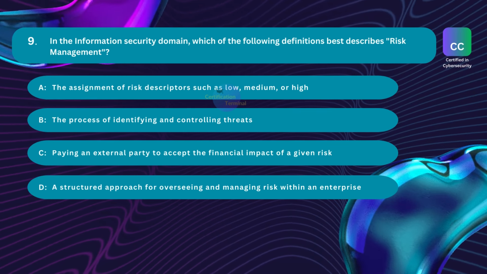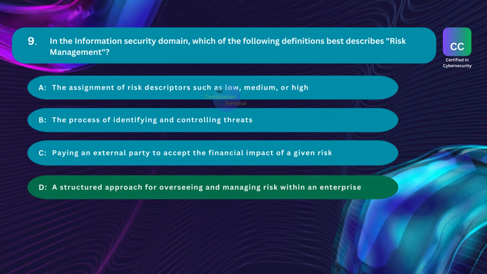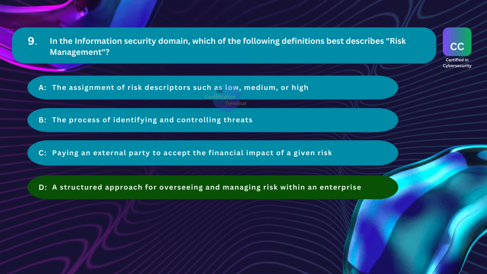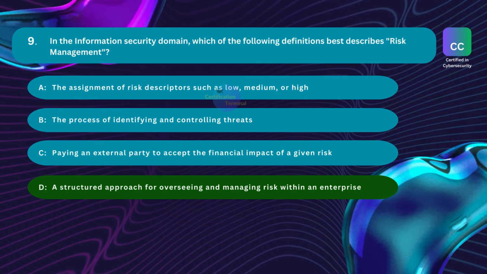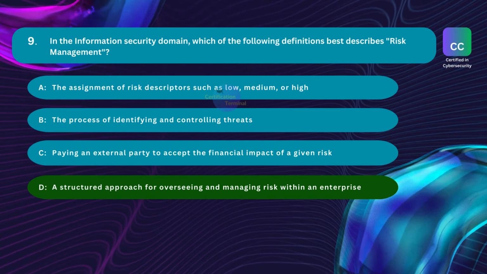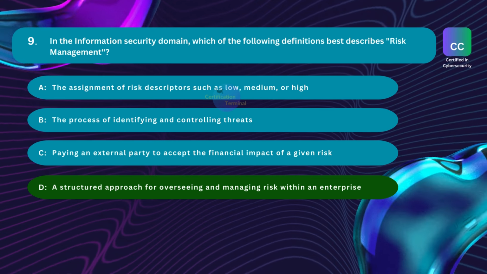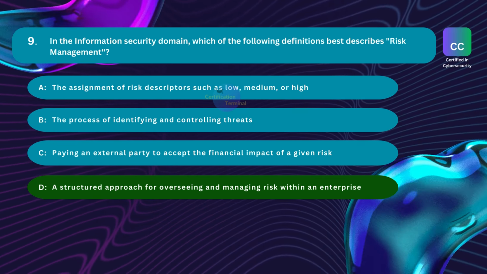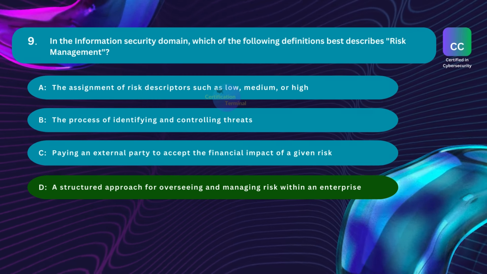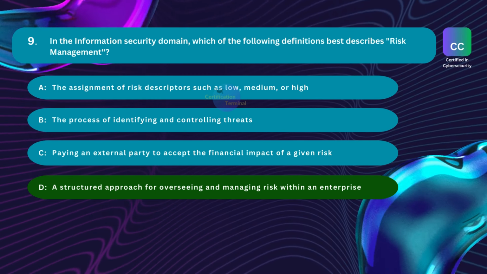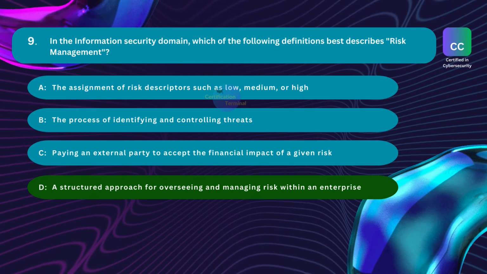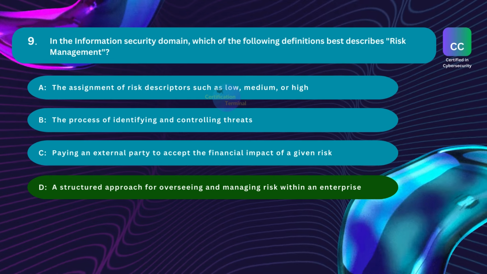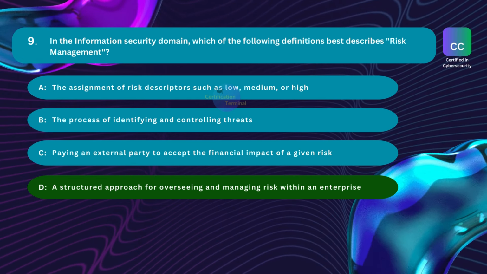The correct answer is Option D, a structured approach for overseeing and managing risk within an enterprise. Risk management is a structured and systematic approach that involves identifying, assessing, prioritizing, and managing risks within an organization. It encompasses a range of activities, including risk assessment, risk mitigation, risk monitoring, and continuous improvement. The focus is on creating a framework and processes to oversee and manage risks to achieve organizational objectives.